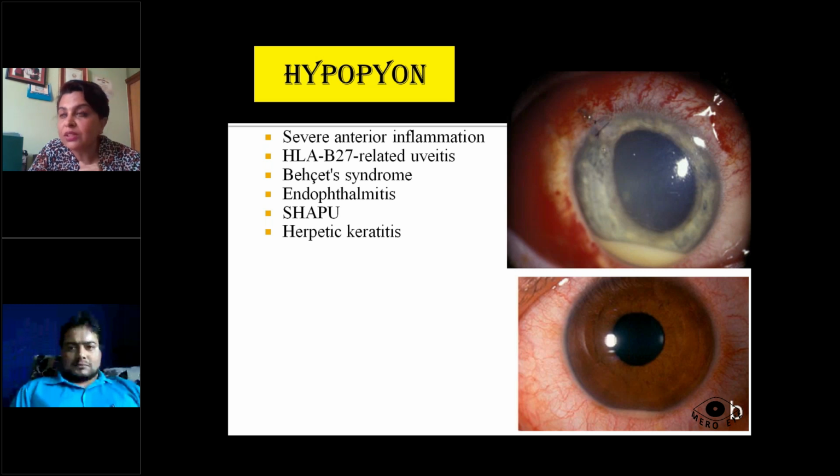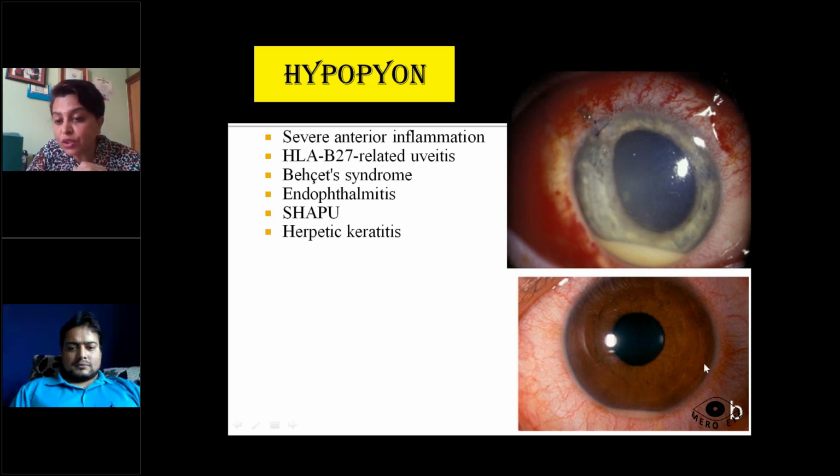And these hypopyon are commonly seen in any case of anterior uveitis with severe inflammation, or more commonly in B27 uveitis, or in a case of Behçet's disease, endophthalmitis, Shapu, or in viral uveitis. Now, we have to cautiously look at the pattern of hypopyon. You can see in the picture at the top, there is a lot of flare. That's why the details of the iris and the lens are not clear in a patient with this hypopyon. And this is a clue that it is a case of B27 positive uveitis or a case of endophthalmitis.